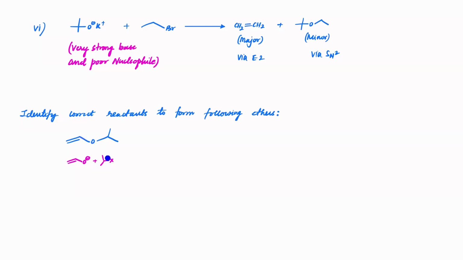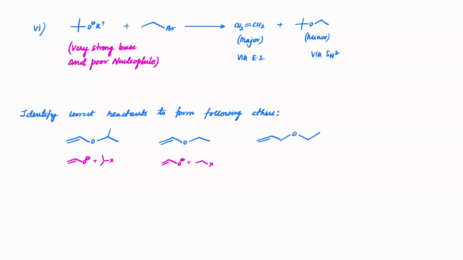On a vinylic position, you cannot keep a halogen and expect this to go via SN2 mechanism. So that won't happen if you take a vinylic position. So therefore, it has to be vinyl oxide and 2 degree alkyl halide. Second, notice in case you have one side vinyl, one side simple 1 degree. In that case, again, vinyl oxide and 1 degree alkyl halide.